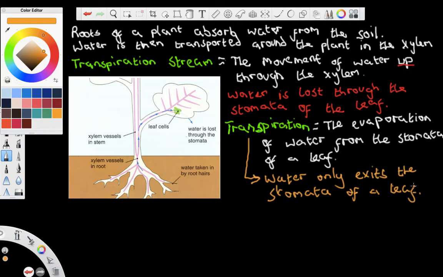Okay? And we can also say that this is the only way plants lose water. Again, that's not necessarily true, but it helps you get ready for your exams. So we can say this is the only way plants lose water.